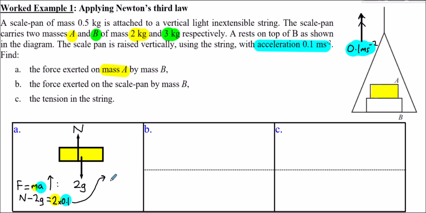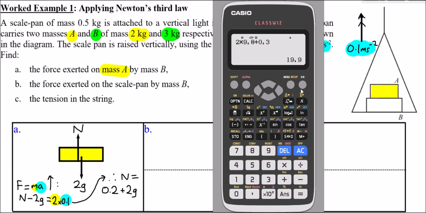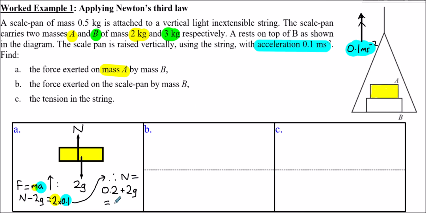Just rearranging this, we can see that N is going to equal 0.2 plus 2g. So if we get the calculator and try this, we get 0.2 plus 2 times 9.8, and that's 19.8 newtons. So that's the reaction on mass A from mass B.